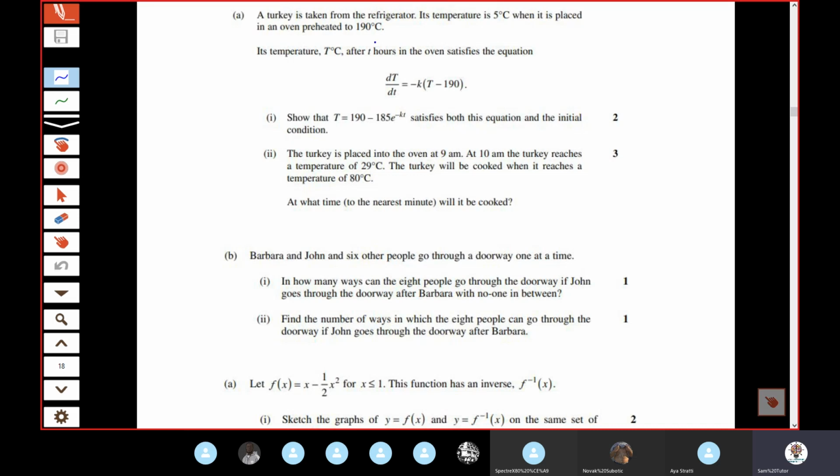So a turkey is taken from the refrigerator. Its temperature is 5 degrees Celsius. When it is placed in an oven preheated to 190, its temperature after t hours in the oven satisfies this equation. Show that this satisfies both this equation and the initial condition.